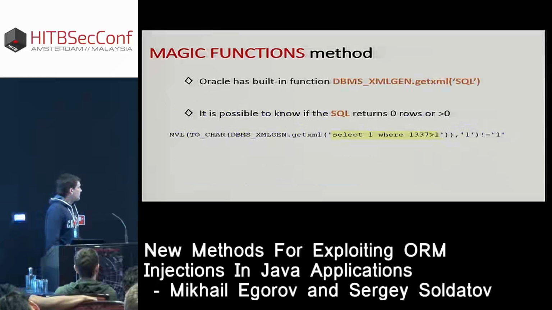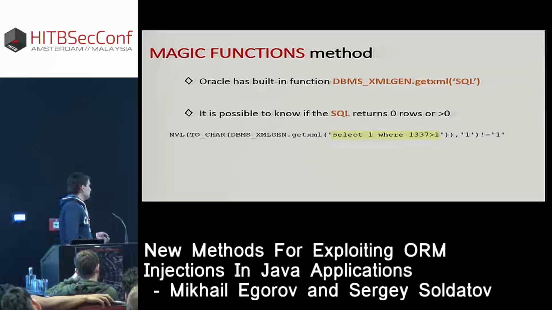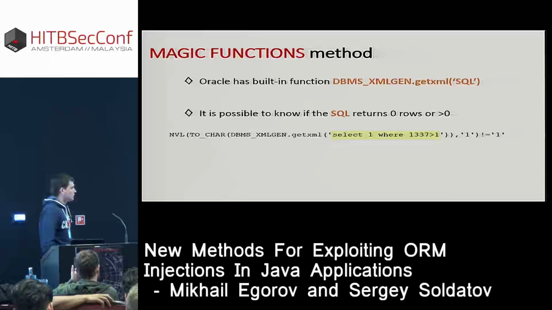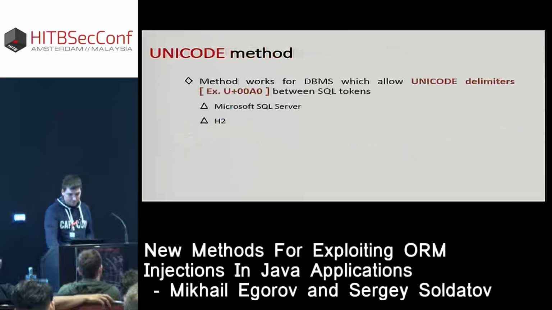For Oracle, there is the getXML magic function. If you inject the following expression into HQL with NVL, to_char and getXML functions, you can infer whether the select query that is marked yellow returns 0 or more rows. To exploit HQL injection with the Oracle database management system, you can use the following command line.